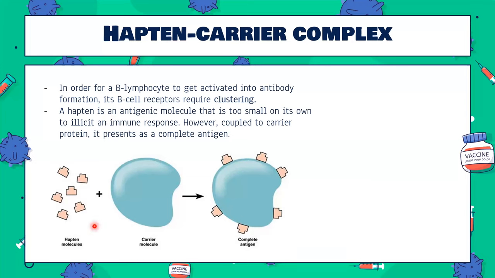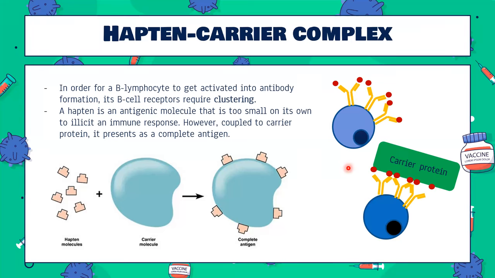So what they do is that they bind to a carrier molecule, and now this can present as a complete antigen to our antibody. So looking at this here, you guys can see that this is like a bunch of tiny, tiny antigens. They're not really causing much of a fuss. But when I cluster them together, when I put them all together, they do definitely give me some kind of lymphocytic response.